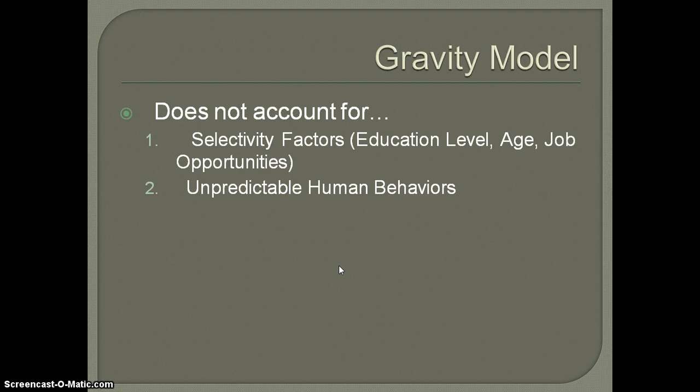You also can't account for unpredictable human behaviors. People sometimes make decisions that don't necessarily follow the rules or may not make a whole lot of sense in terms of some of the models or theories that we have out there. So people are always going to maybe sometimes go against the grain. But again, the gravity model works relatively well.